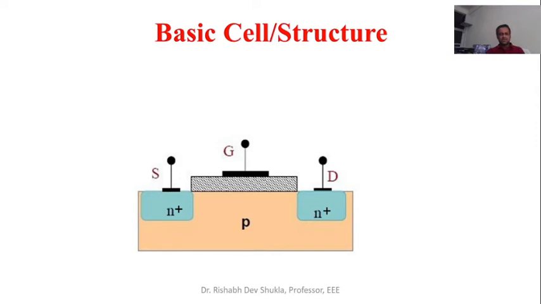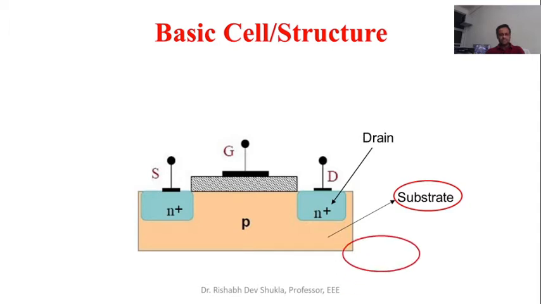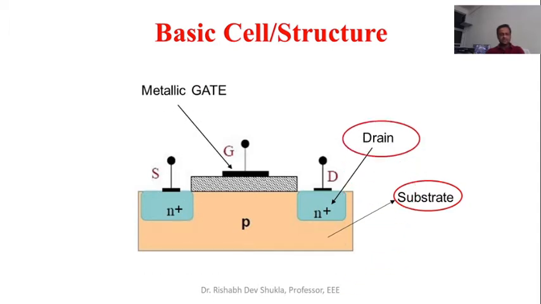Now you can see here the basic cell structure of a MOSFET. Here you can see the P type substrate. It is an N channel MOSFET basic cell. The P layer makes the substrate here. One N plus is making your drain. This is your metallic contact, the gate.